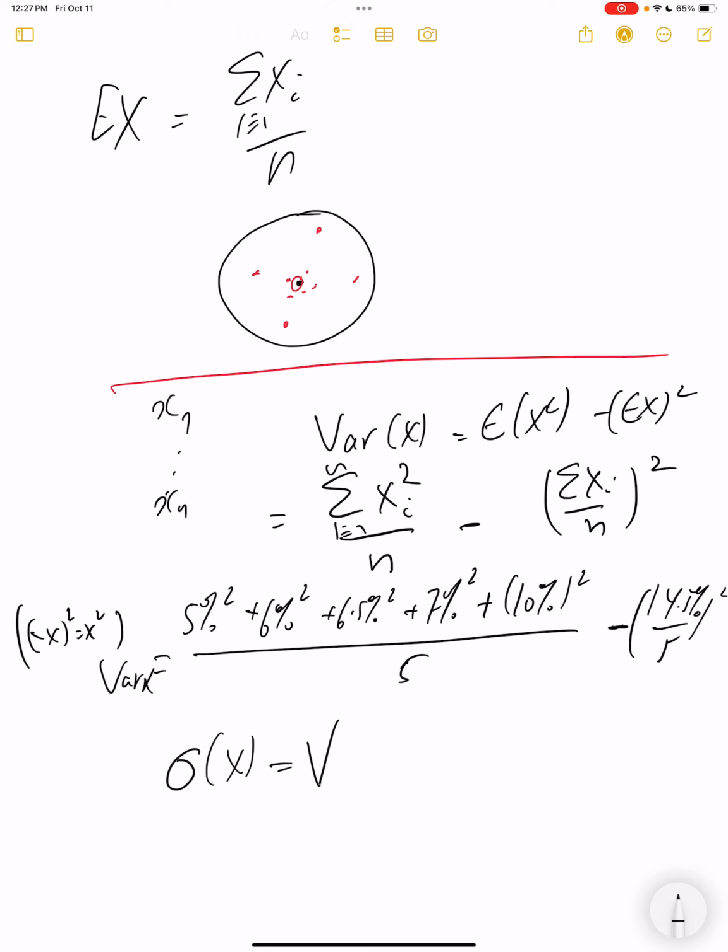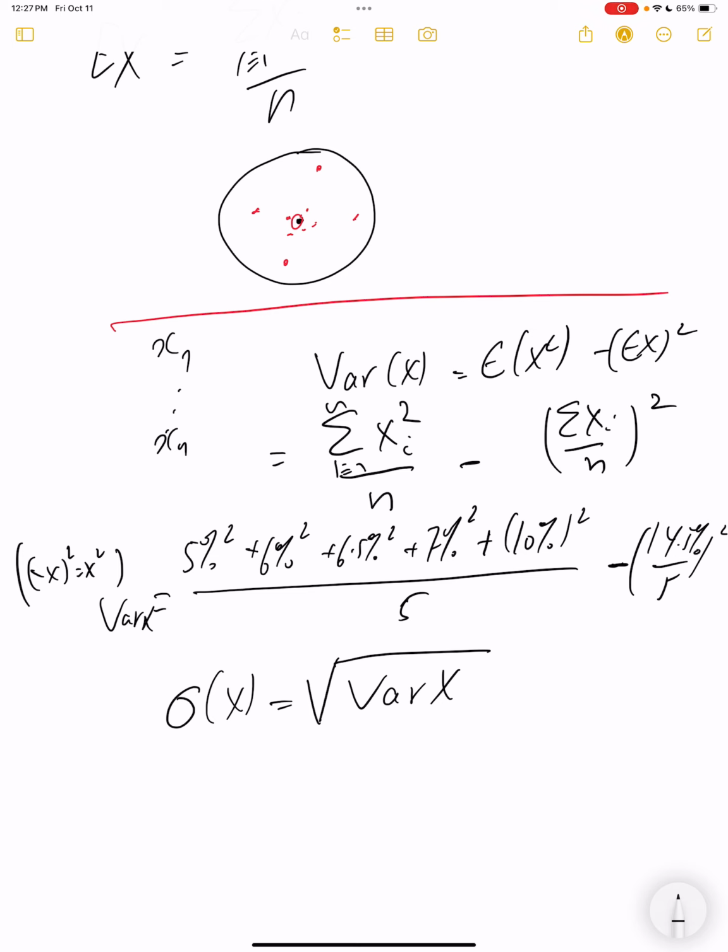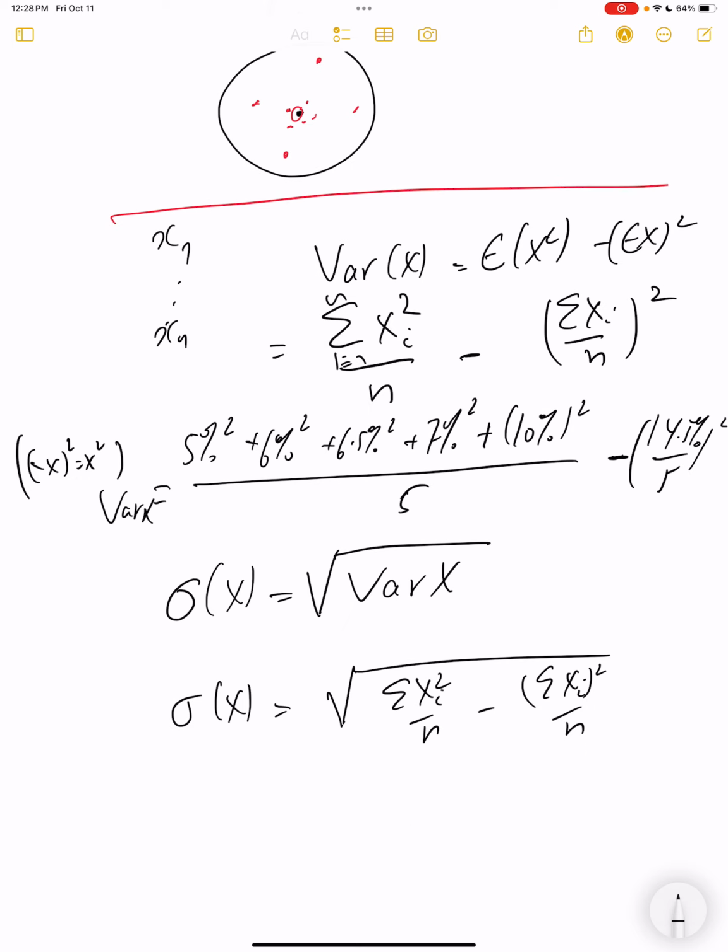And then the volatility, your sigma, is going to be the square root of the variance. So in terms of the data series, sigma is going to be the square root of the sum of xi squared divided by n minus the square of the sum of xi divided by n. Now, lucky for you, you don't need to calculate volatilities, because in R or in Python, and we will work in R in this case, we basically have functions that, given the series, generate the volatilities.